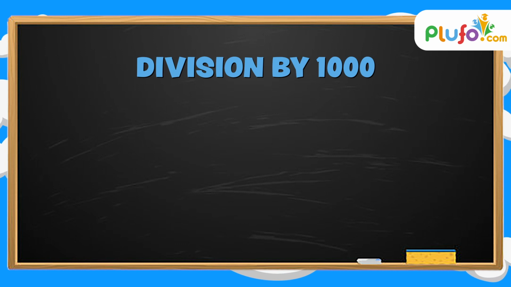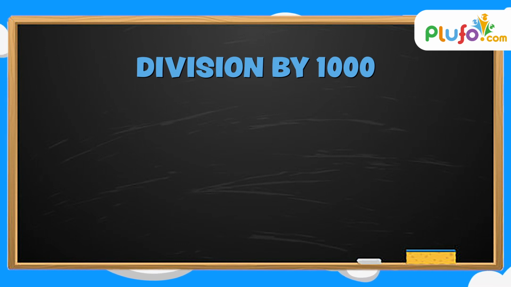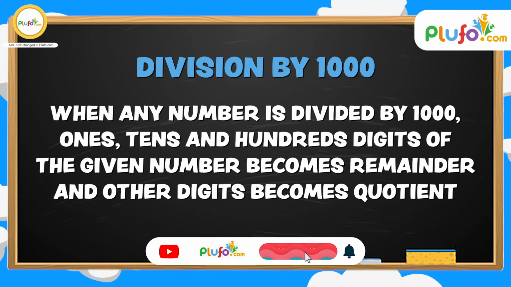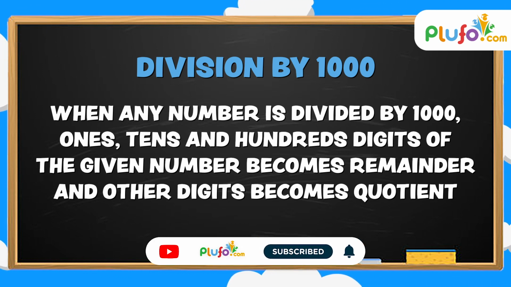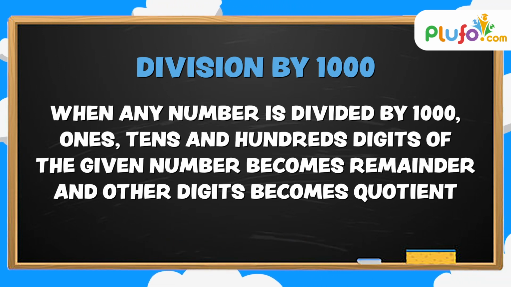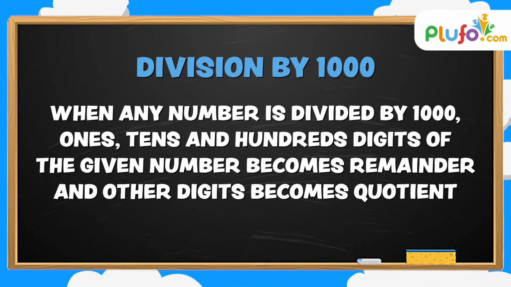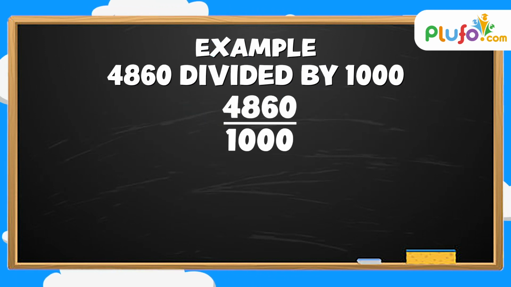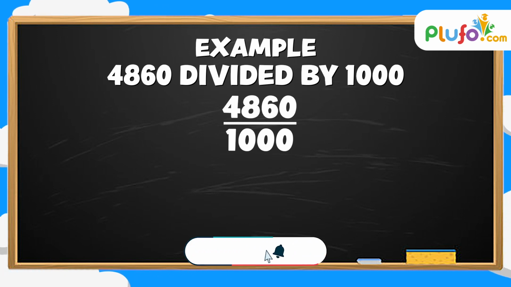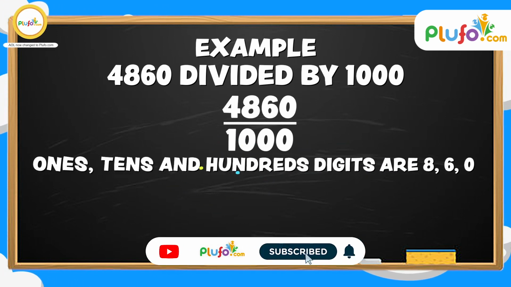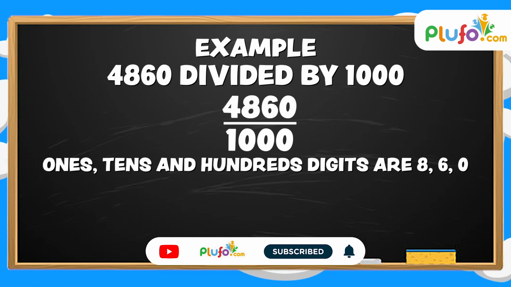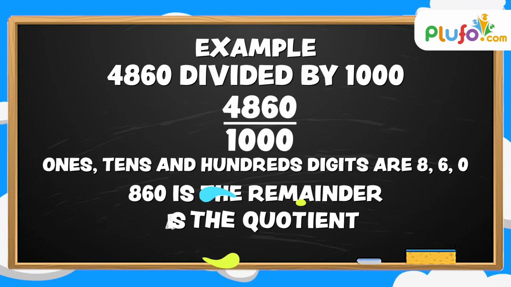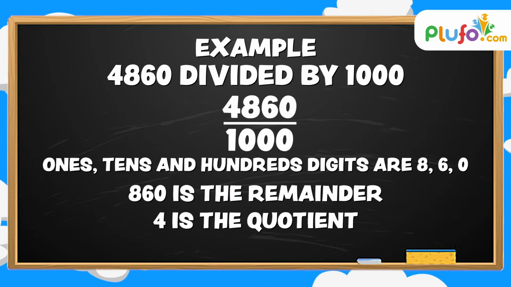Next comes division by 1000. When any number is divided by 1000, ones, tens and hundreds digits of the given number become remainder and the other digits become quotient. Here comes the example. 4860 divided by 1000. Ones, tens, hundreds digits are 8, 6, 0. So these digits are remainder and 4 becomes quotient of the number.